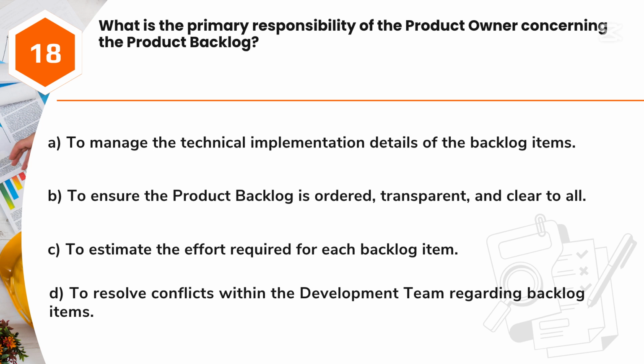Question 18. What is the primary responsibility of the product owner concerning the product backlog? A. To manage the technical implementation details of the backlog items. B. To ensure the product backlog is ordered, transparent, and clear to all. C. To estimate the effort required for each backlog item. D. To resolve conflicts within the development team regarding backlog items.